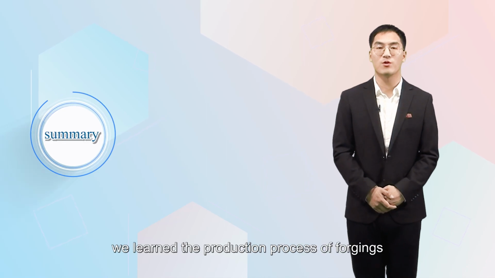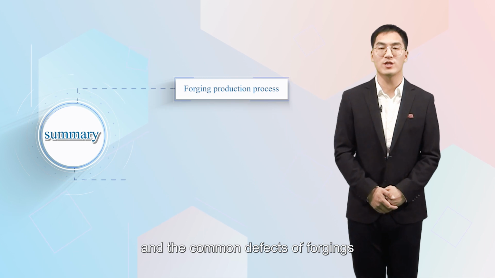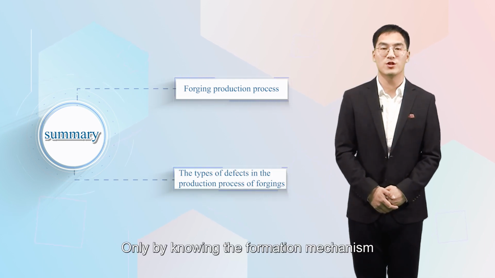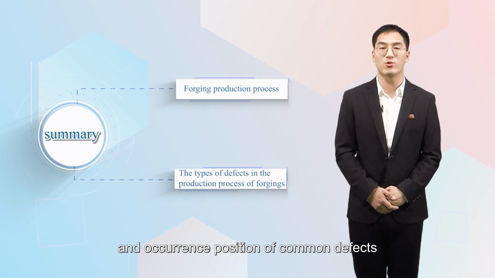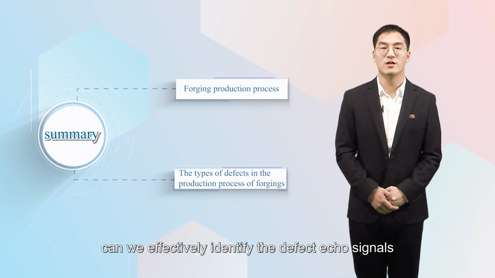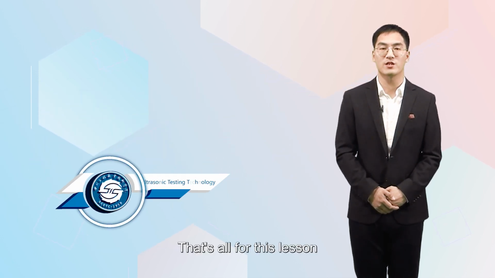In this lesson, we learned the production process of forgings and the common defects of forgings. Only by knowing the formation mechanism and occurrence position of common defects in forgings can we effectively identify the defects' echo signals. That's all for this lesson.